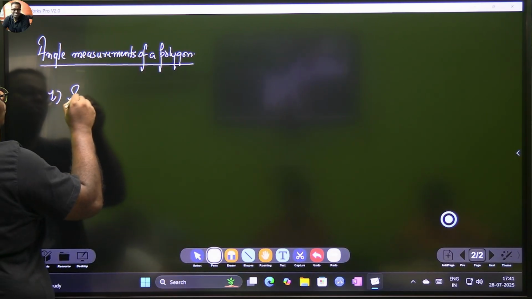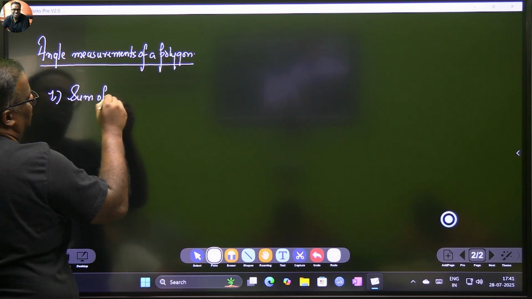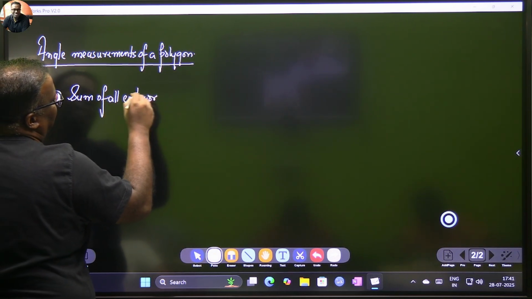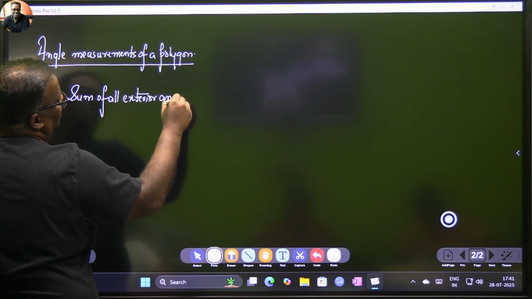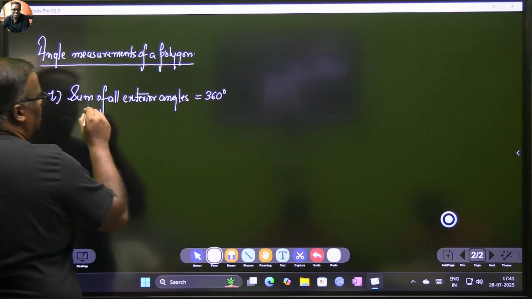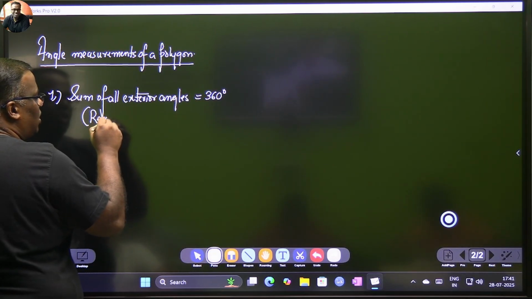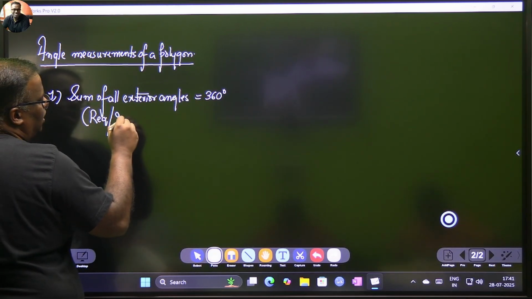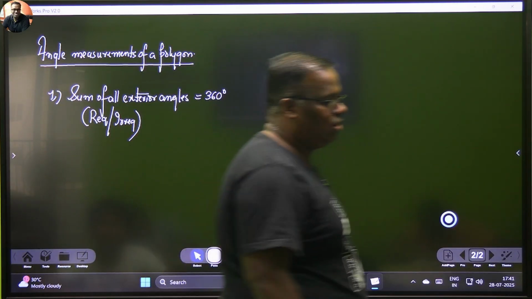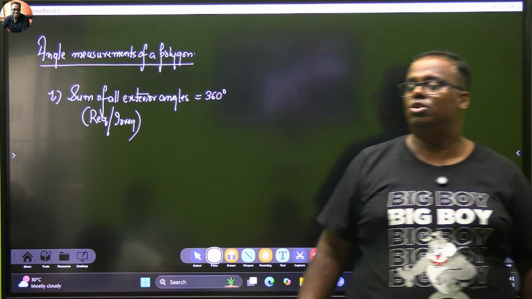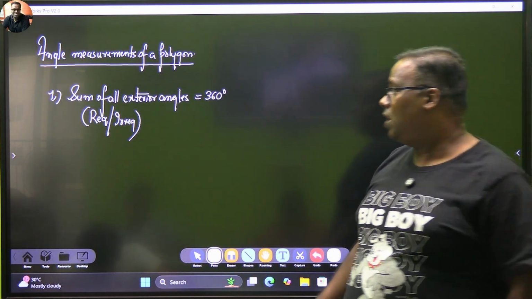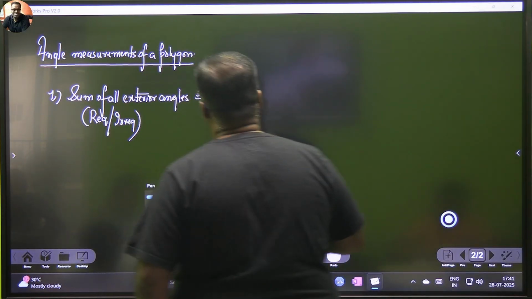the sum of all exterior angles. The sum of all exterior angles is always 360 degrees. Now this is true whether you are a regular or an irregular polygon. Your sum of external angles will always be 360. There is no question about it. Have you understood? Okay.